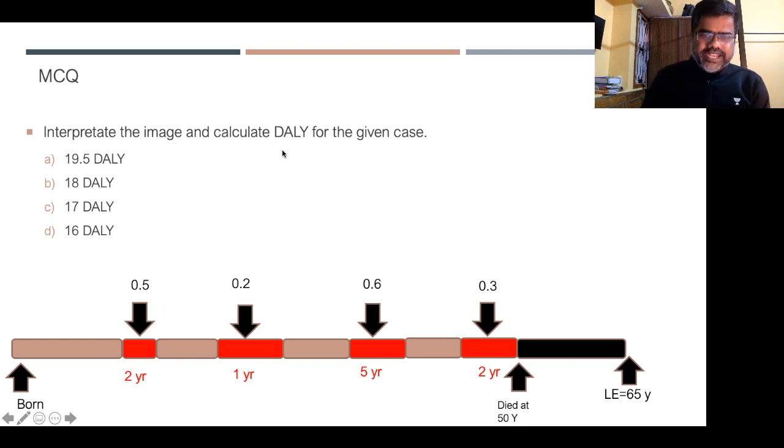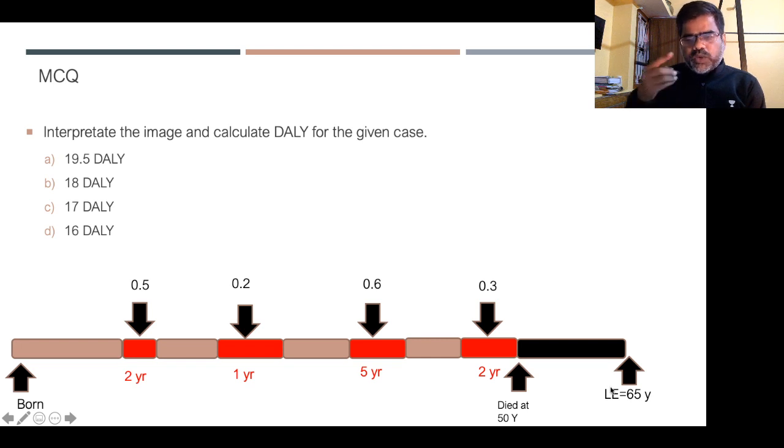So, how do you calculate DALY? DALY is disability adjusted life years, so it measures both morbidity and mortality. Let's take mortality first. The person was expected to live till 65 years, but died at 50 years. So what are the years lost due to premature death? You have to subtract 50 from 65, so you get the value 15. This is your years lost due to premature death, so that is 15 DALYs.